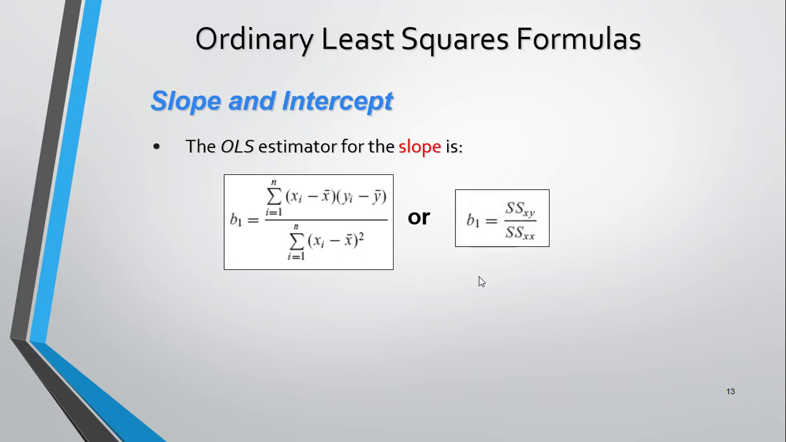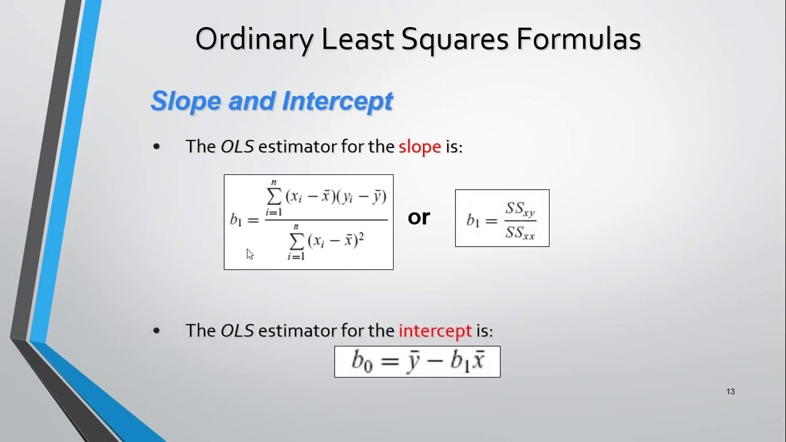For the slope, b1, in ordinary least squares estimation, this is how it's defined and calculated. We know this is simply the sum of squares xy, and this is the sum of squares xx. So b1 is simply SSxy over SSxx. And once b1 is known, we can calculate b0, the intercept, which is simply y bar, the mean of y, minus b1 times x bar. So once you calculate b1 and b0, the line is fixed, determined.